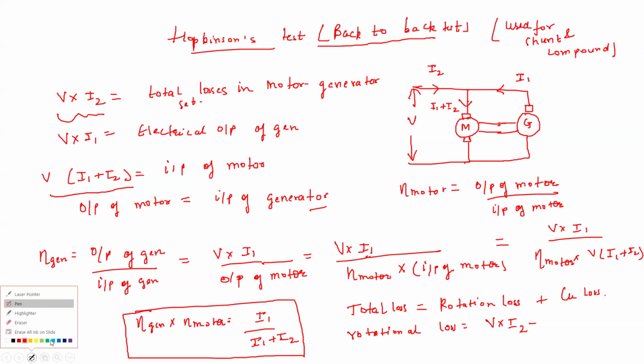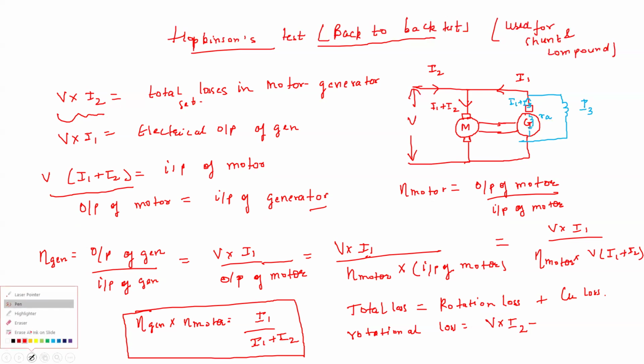So let me just draw those. Let us say this is I3, and here we have RA. So this current becomes I1 plus I3 in RA. Okay, let me just draw this neatly again with all the windings separately.